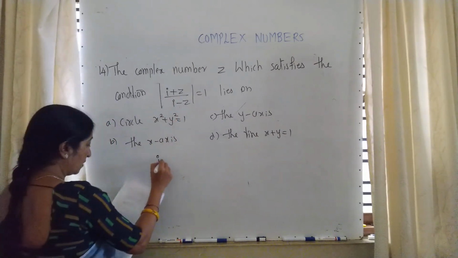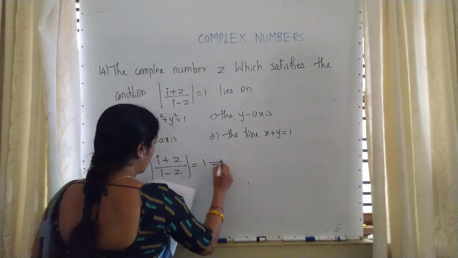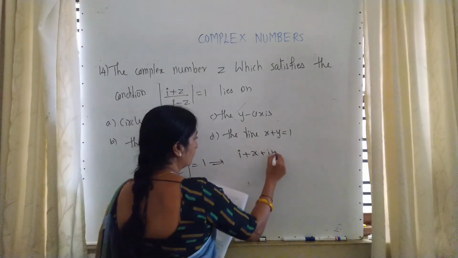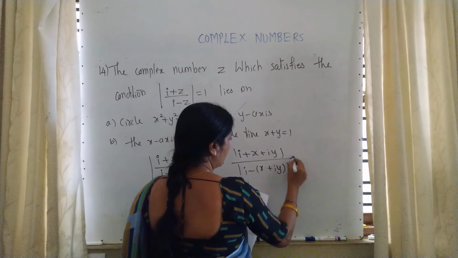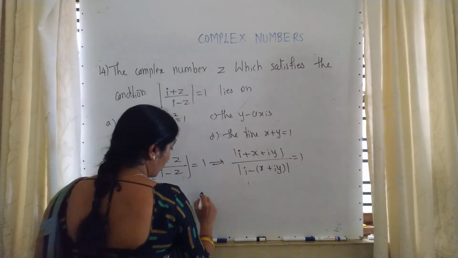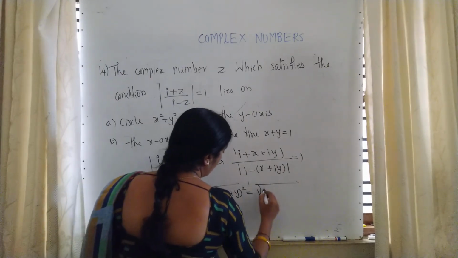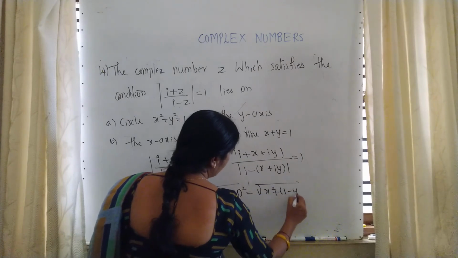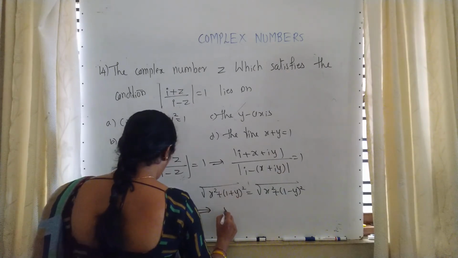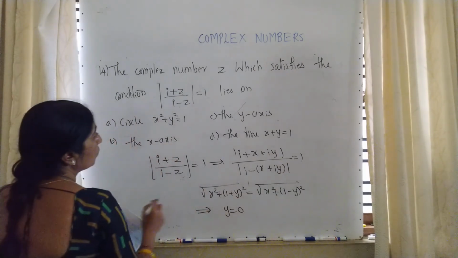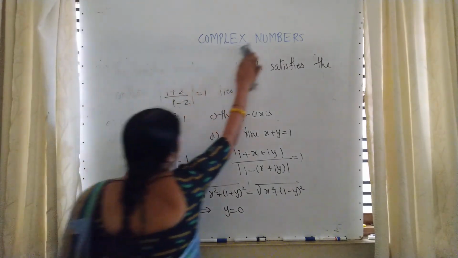So here (i plus z) upon (i minus z) is equal to 1 implies, and when you cross multiply and take the modulus, the term without i and with i, this is the answer you are getting. After simplifying, squaring on both sides and expanding, you will get y is equal to 0. Y is equal to 0 is what? It is the x-axis.